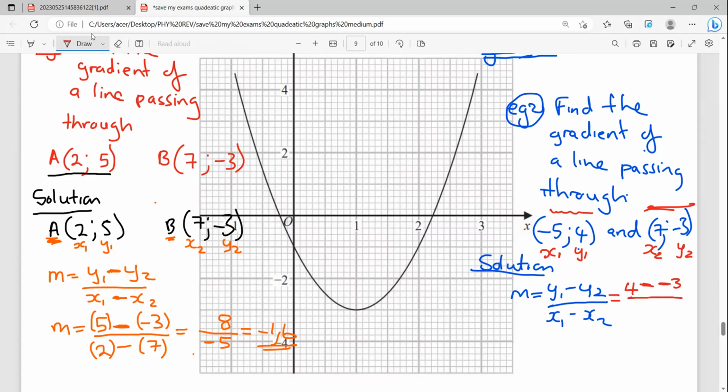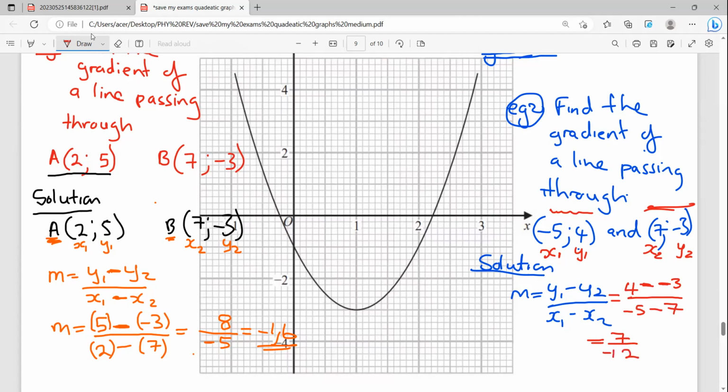And then divided by, what is x1? What is the value of x1? Minus 5. Yes, so we write minus 5 here, and minus according to the formula. And what about x2? 7. Yes, so you just write it like that. And then you can use your calculator to evaluate this. And 4 minus minus 3, you just need to add that, you get a 7. And minus 5 minus 7, you get minus 12.